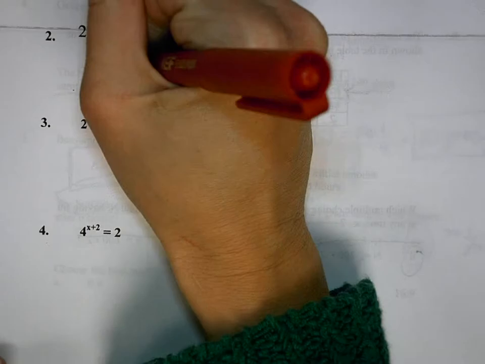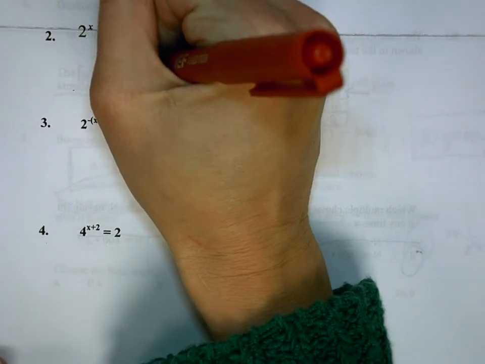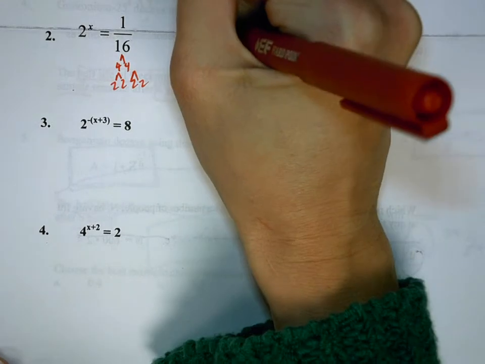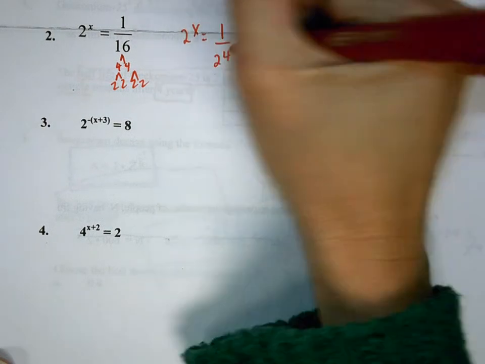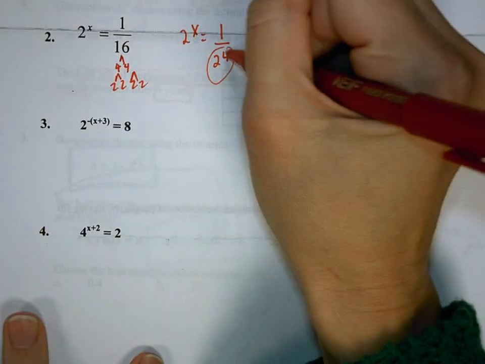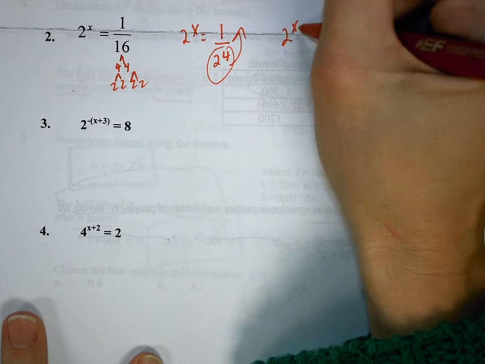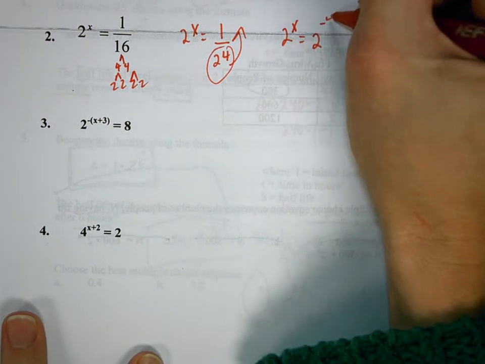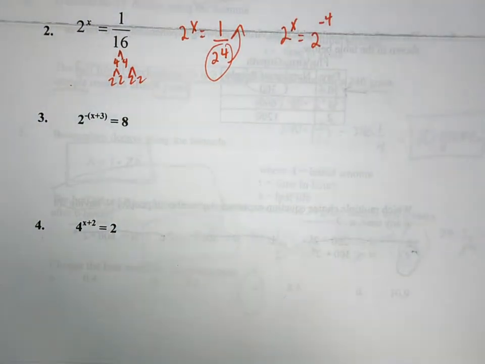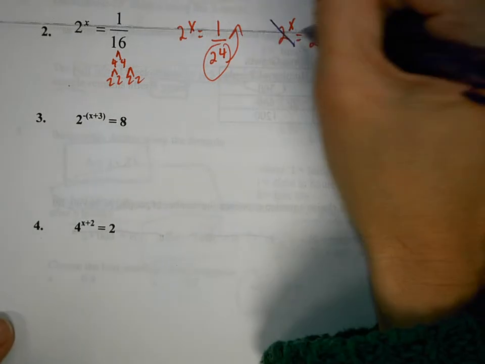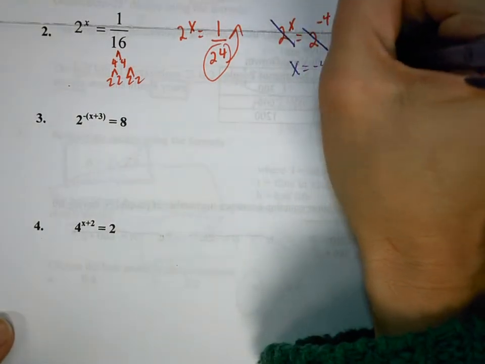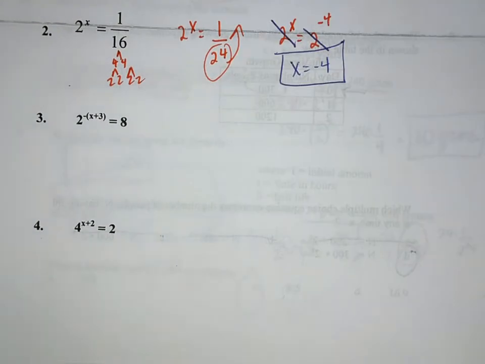Okay, here we go. 16 broke down to 4 and 4, and each of the 4's breaks down to 2 and 2. So I have 2 to the x equals 1 over 2 to the 4th. When I bring this up, what happens with the exponent? So I have 2 to the negative 4. Once your bases are the same and in the same spot, these cancel and you get x equals negative 4. Okay, questions?